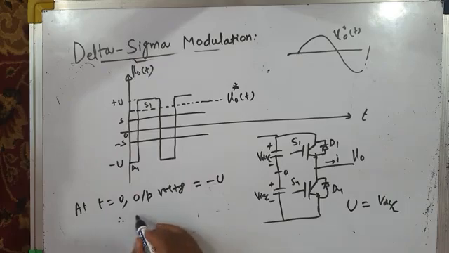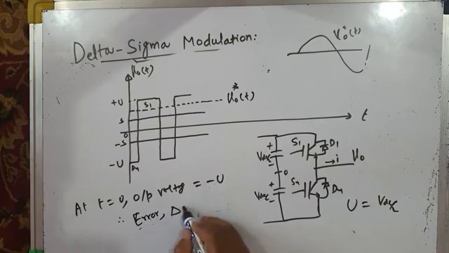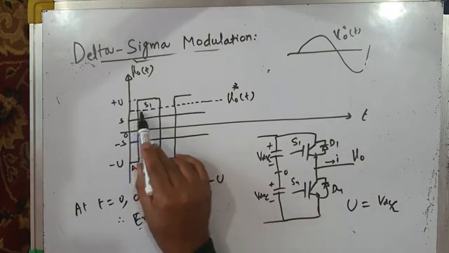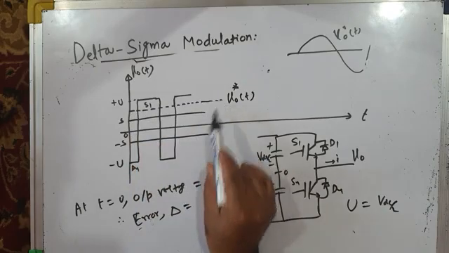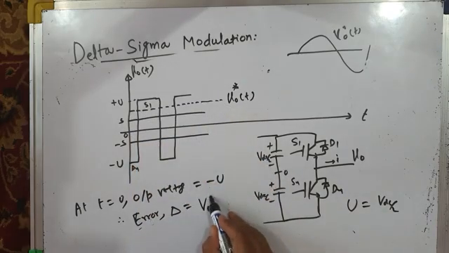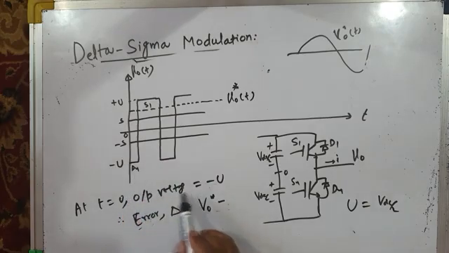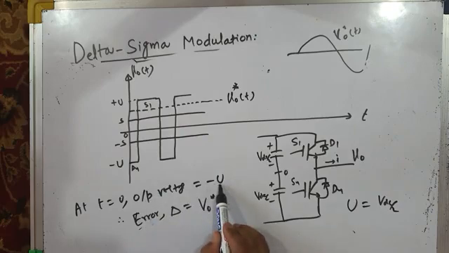So therefore, what is the error? Error between the reference voltage and the inverter actual output voltage, delta. What is your reference voltage? Reference voltage is V naught star minus the actual voltage. And what is the actual voltage? You have seen the actual output voltage is minus U. So minus into minus becomes plus. So this becomes V naught star plus U. So this becomes your delta.